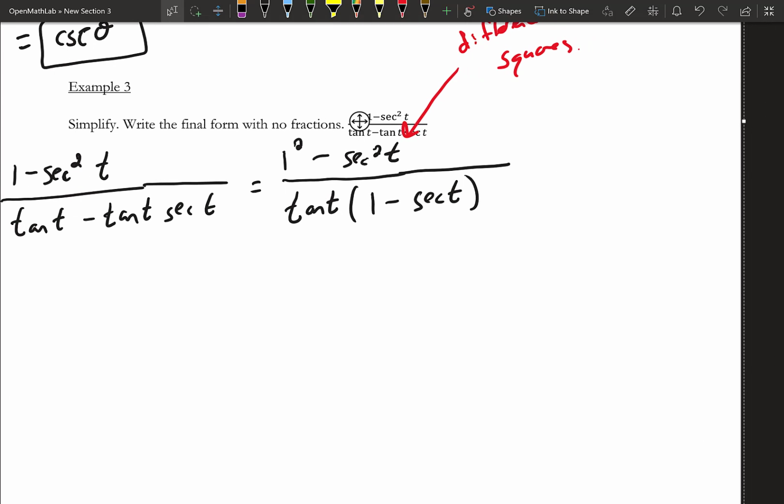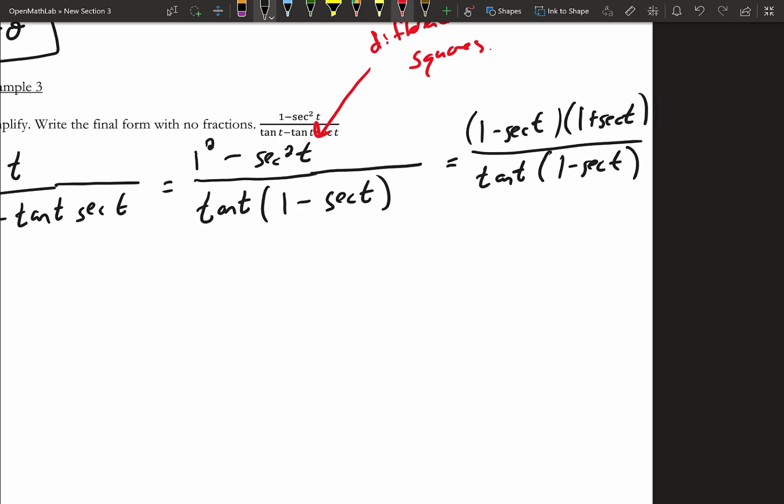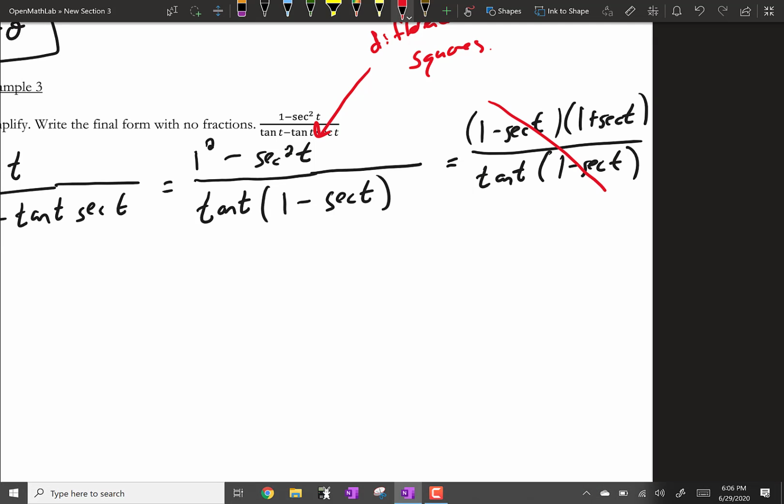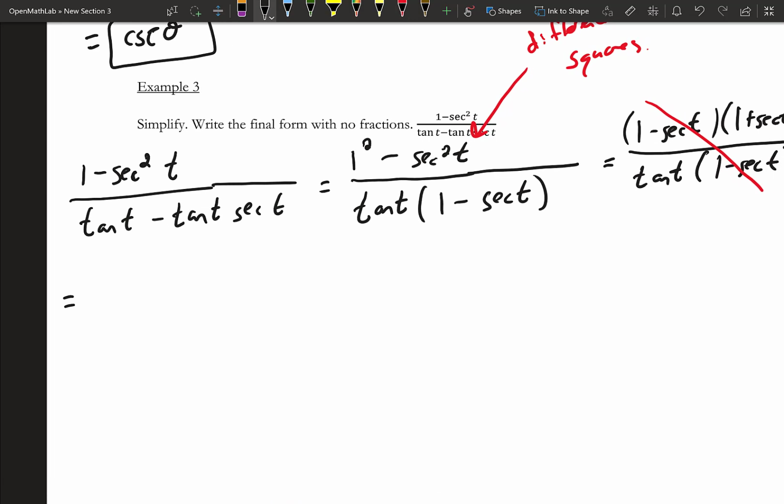So noticing that the top is a difference of squares, we can factor that. This would just be equal to 1 minus secant of t times 1 plus secant of t. And then in the denominator, we could just keep it the same: tan t times 1 minus secant t. Since everything's multiplied top and bottom, I can divide top and bottom by 1 minus secant t, so those will cancel out with each other. What we end up getting is 1 plus secant t all over tangent t.